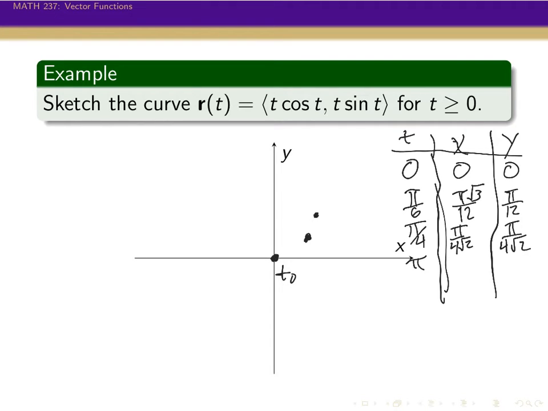Let's do pi over 3. And at pi over 3, cosine of pi over 3 is 1/2. So this would be at pi over 6. And this one would be at pi over 3 times the square root of 3. And so that would be something like there.